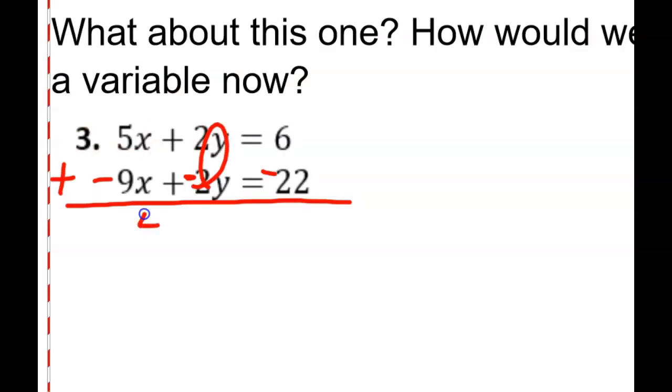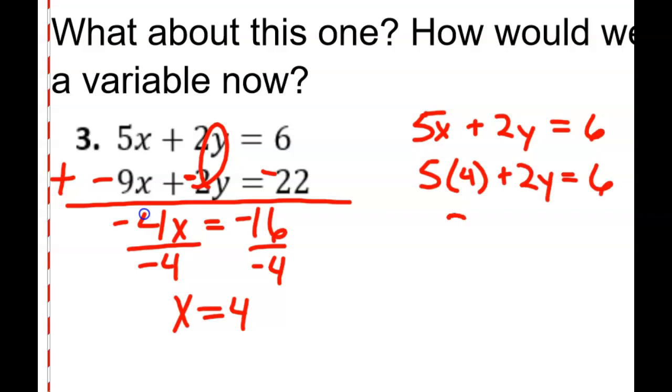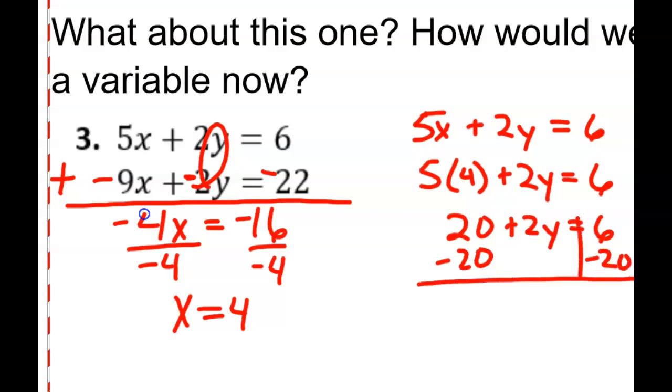All right, so here you would get 4x, negative 4x, equals negative 16, and then we would divide by negative 4, x equals positive 4. Then I'm going to take my original equation. I like the 5x plus 2y one equals 6. I'm going to put my 4 in there. I'm going to get 20 plus 2y equals 6, minus 20 on both sides. 2y equals negative 14. Divide that by 2. Y is equal to negative 7. So you should have got 4, negative 7.